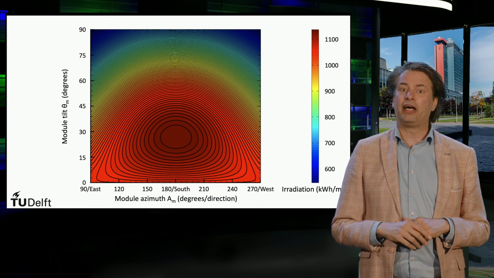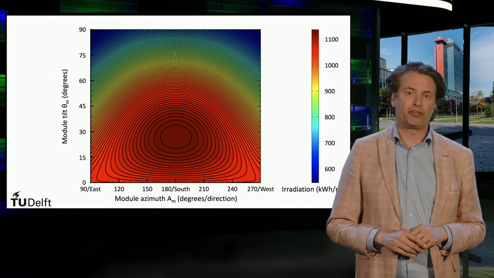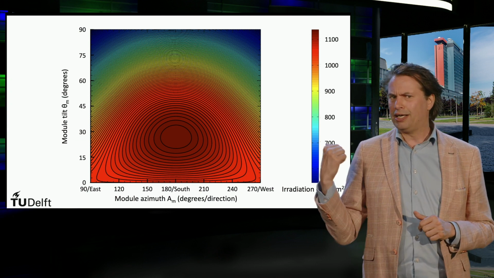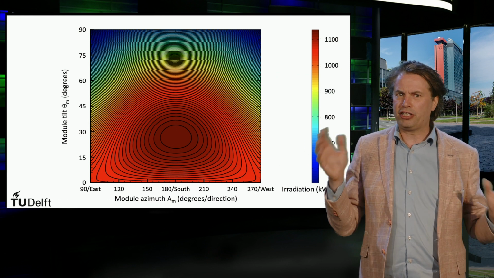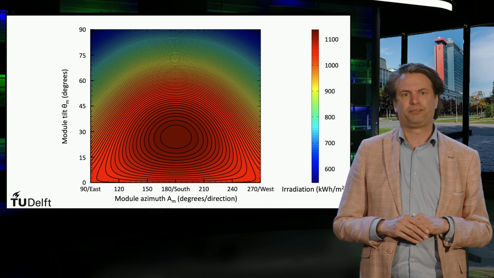The point where the incident energy is maximal corresponds to the best possible mounting configuration for the PV panels for that specific location. In this example, the optimal module tilt is around 25 degrees and facing south.